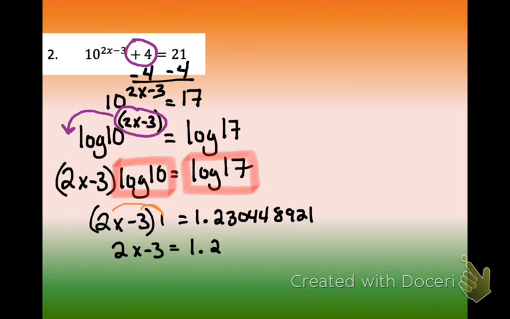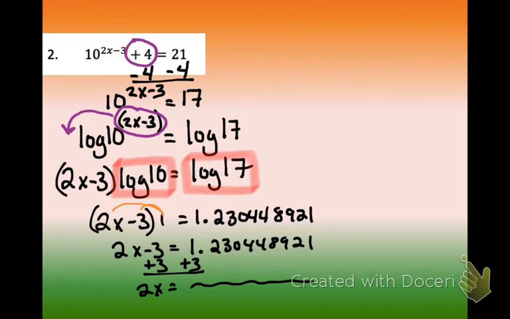If we distribute over here, we end up with just 2x minus 3 equals 1.230448921. And now I'm going to go ahead and just solve this like a normal equation where I would add 3. And then I'd have 2x equals this whole decimal. I'm not going to waste time writing it all out again. And I would divide by 2 to get my final answer, which ends up being x equals about 2.12.